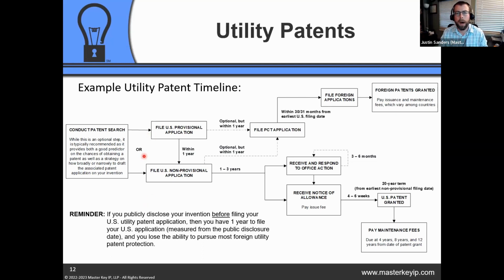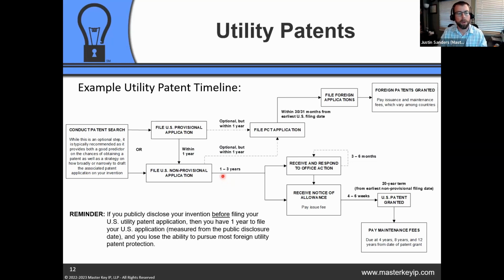Beyond that, though, if you come to the conclusion that there is something unique in your invention and worth pursuing, or if you just want to file and see how it goes, then you would file your U.S. application. Again, you can either start it as a provisional, or you can jump right into a non-provisional. If you start with a provisional, within a year's time you have to file that non-provisional. And then once you file that non-provisional, it takes about 1 to 3 years before you actually receive a response on the merits from the patent office.